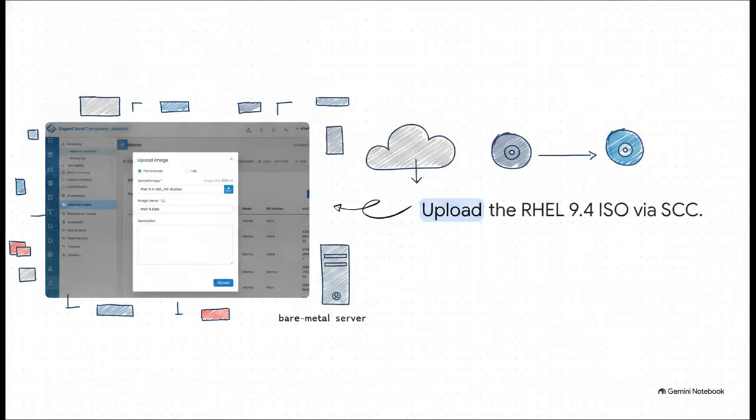Let's dive into that first step. The interface is remarkably straightforward. You simply upload the standard RHEL 9.4 ISO directly into your SuperCloud Composer artifacts library. And that's it. That becomes the base we're going to boot from.